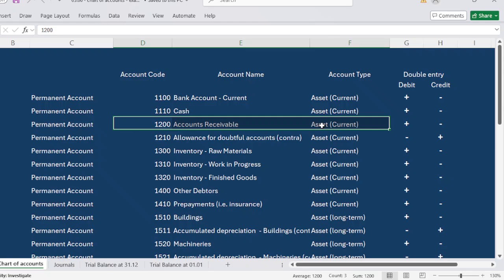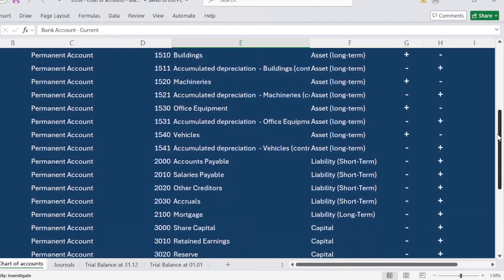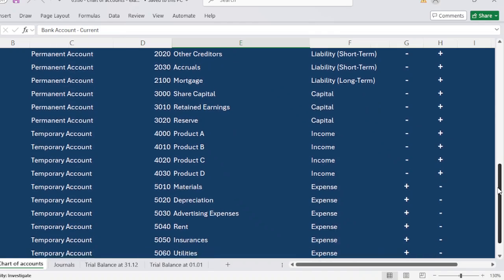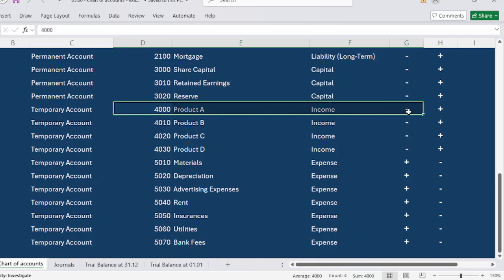Now I need a GL code for the income. From the previous video, I explained that the GL codes that start with 1 are asset, 2 liabilities, 3 capital, 4 income, 5 cost. So my section is number 4 and I have my GL code, product A.